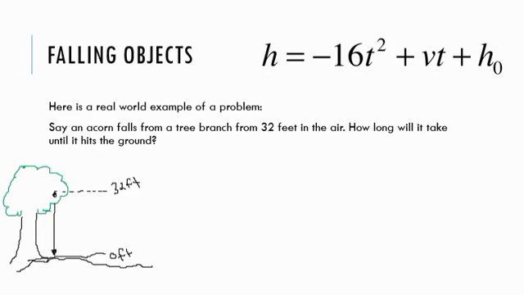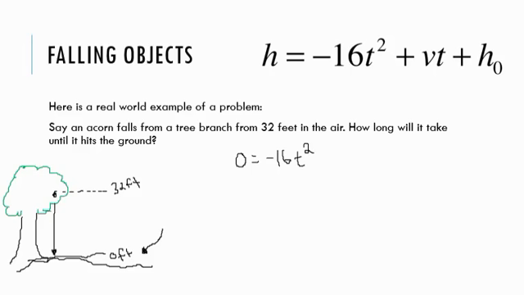It's 32 feet in the air. How long will it take until it hits the ground? Well, that's a great question. Let's start with this vertical motion formula. We're looking for a height of 0 feet, right? If I want to know when it hits the ground, that means h is eventually going to be 0. So I want to know what t is when h is 0. I'm going to substitute 0 in for h. I'm going to leave negative 16 t squared.